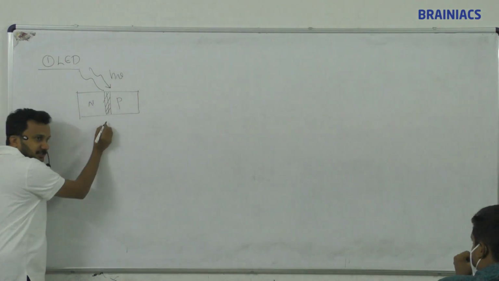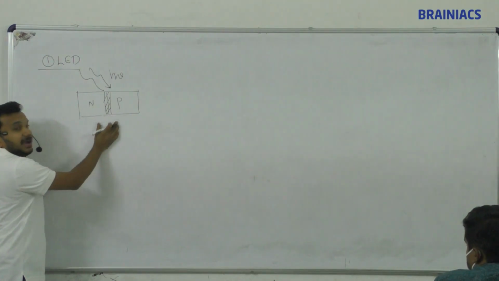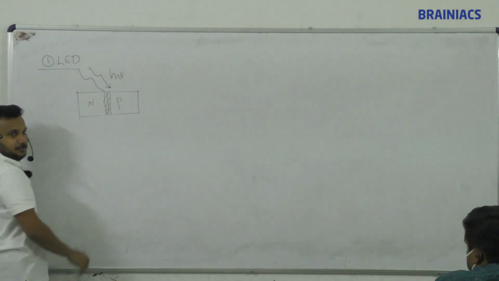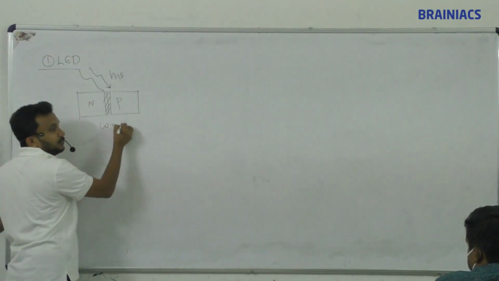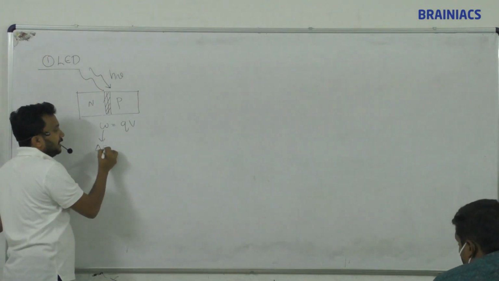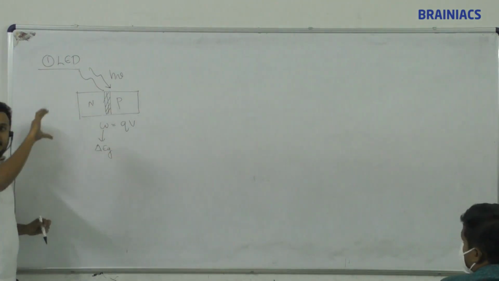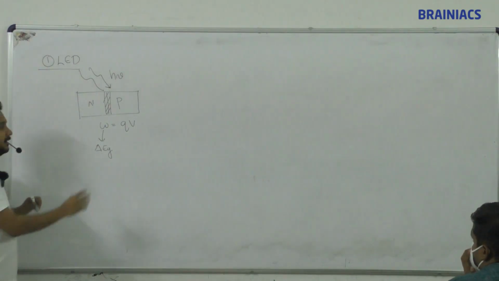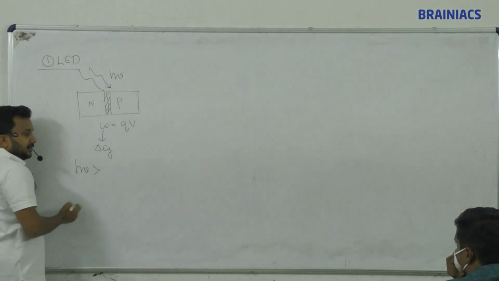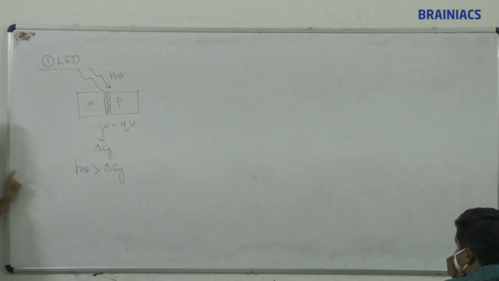We have a barrier potential. The barrier potential gives rise to an energy, since potential is equal to energy, QV. This energy is called delta Eg. It is a barrier between the valence band and the conduction band. So if you give light energy to improve the conductance, h nu should be greater than or equal to delta Eg.